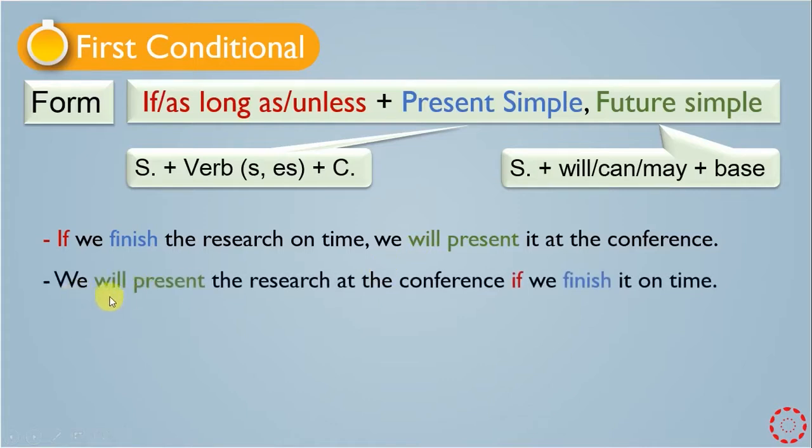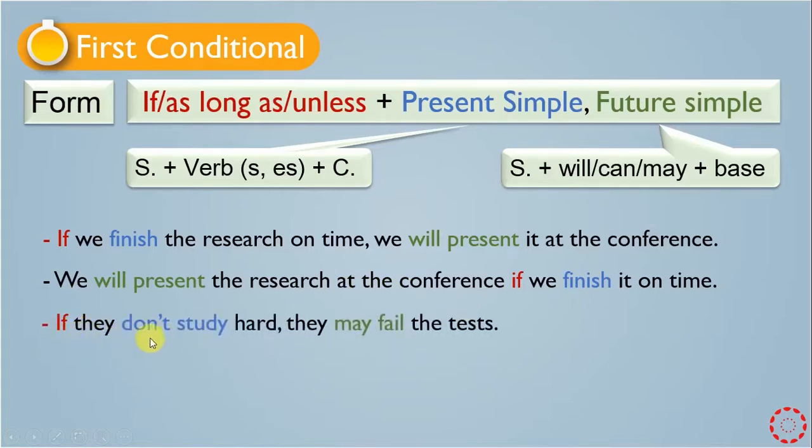Another example. We will present the research at the conference if we finish it on time. In these two examples, we can change the position of the sentences like that. In the first sentence we have if at the beginning with the present simple sentence, and then we have the second sentence which is future simple. In the second one we change the position of these two sentences. We move the future simple and put it at the beginning. We will present the research at the conference if we finish it on time.